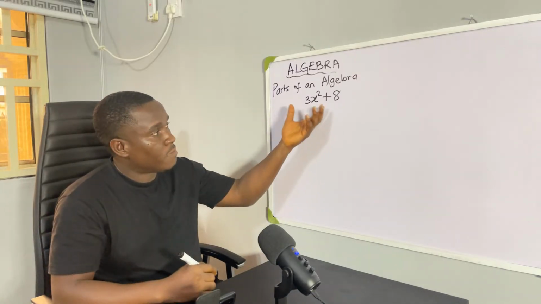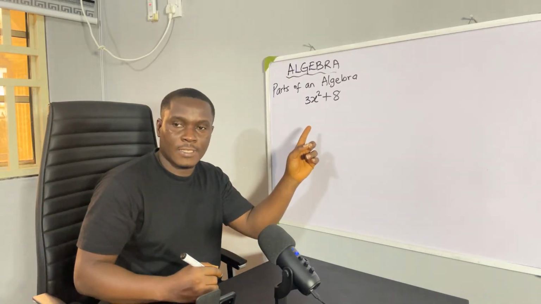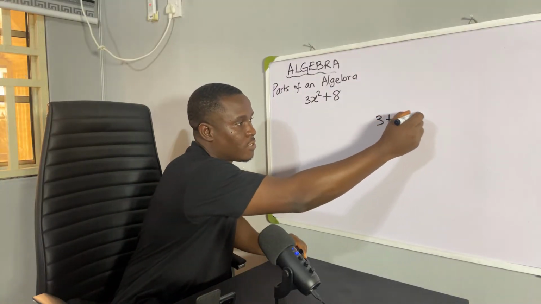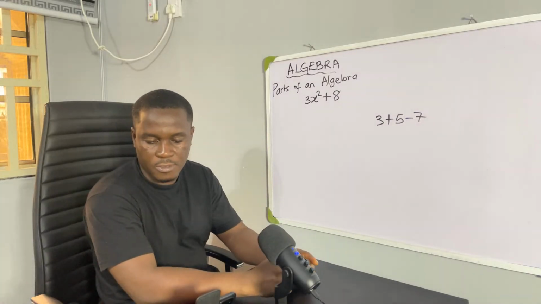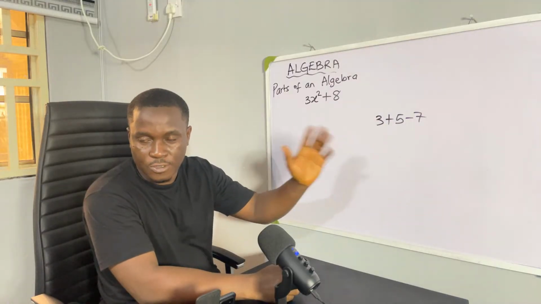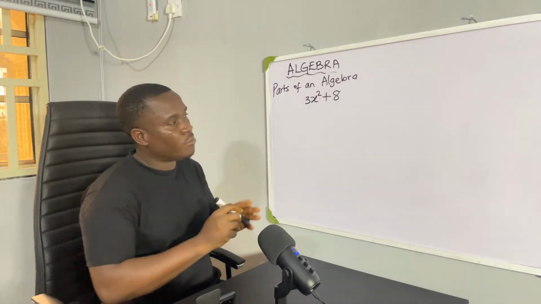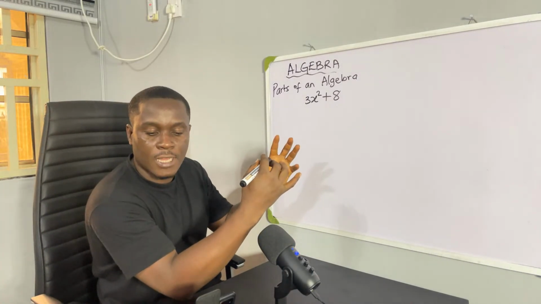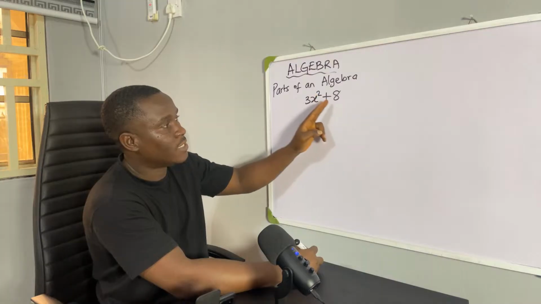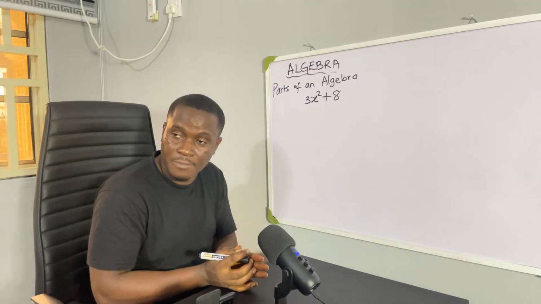Good. So in this math problem, I can see numbers and I can also see at least one letter. But if I have 3 plus 5 minus 7, is this an algebra? No, it's not. Because there are so many numbers but no letter, so that's not an algebra. So in this situation, we have an algebra. But this algebra consists of different parts that come together. I can see 3 here, I can see x, I can see 2, I can see 8. All of them come together to make the algebra, right?